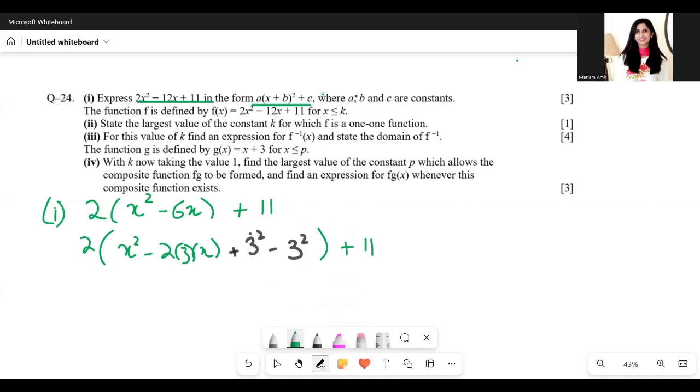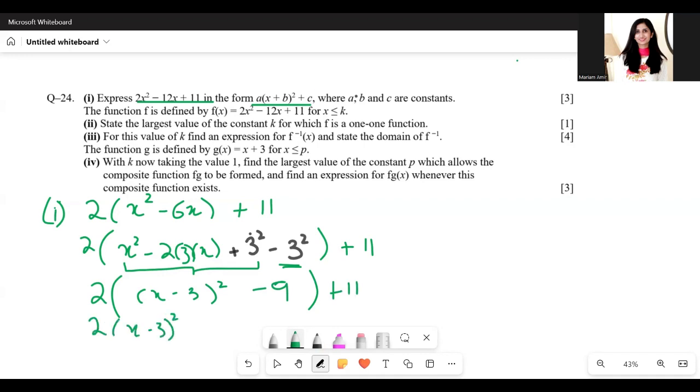All right, so now these three combined make (x − 3)², and then there's a minus 9 left, and then there's a plus 11 outside. So this becomes 2(x − 3)² − 18 + 11. That gives −7 outside. So this becomes 2(x − 3)² − 7.